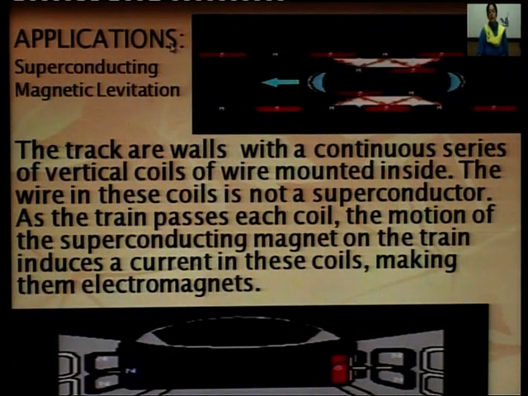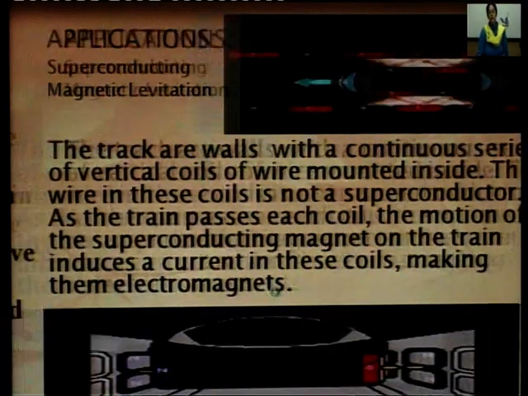Now next, what are applications of superconductivity? There are a lot of applications of superconductivity. Let's start with magnetic levitation. So magnetic levitation, the track or walls, track of train, ये रेलवे ट्रेन का एग्जाम्पल है, मैग्नेटिक ट्रेन का. The railway tracks are walls with a continuous series of vertical coils of wire mounted inside. The wire in this coil is not a superconductor. As the train passes each coil, the motion of the superconducting magnet on the train induces a current in these coils, making them electromagnets.